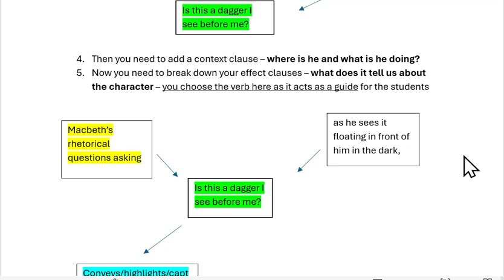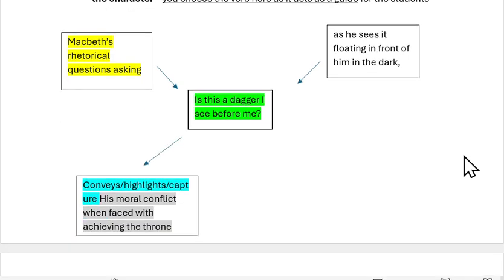Does he think that's the right thing to do, or does he think it's the wrong thing to do? And the kids will say, well, it considers it the wrong thing. And I said, well, what happens when you act against your own moral code, or when you're tempted to do the wrong thing? And they go, well, there's conflict. And you go, good, what sort of conflict? You say it's psychological or moral conflict. And that gives you your effect clause.